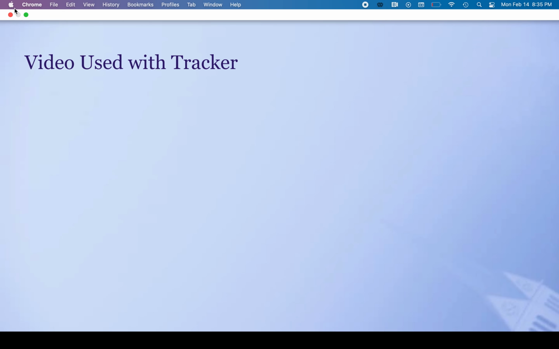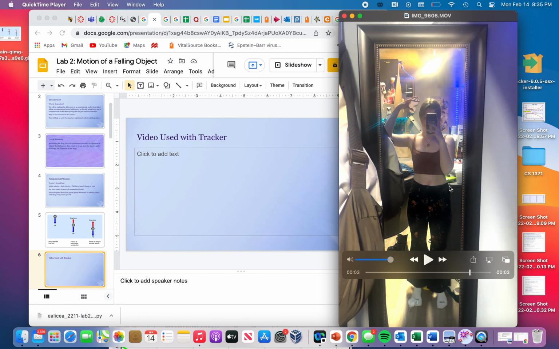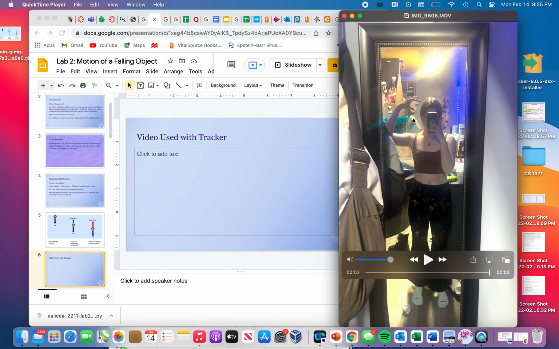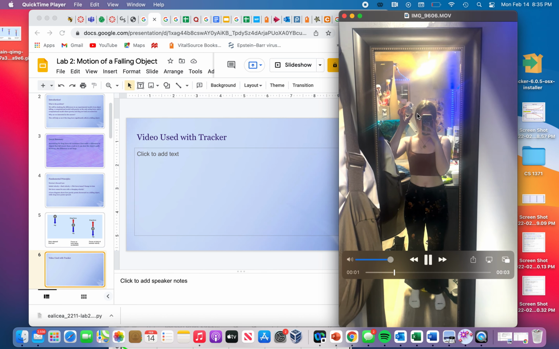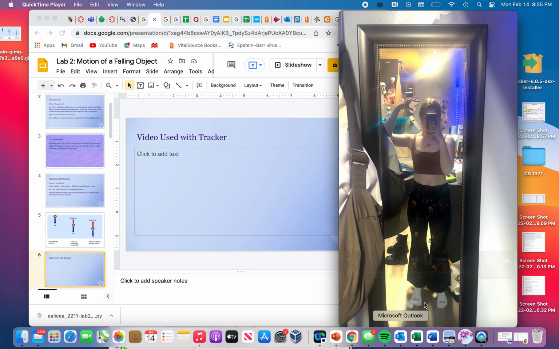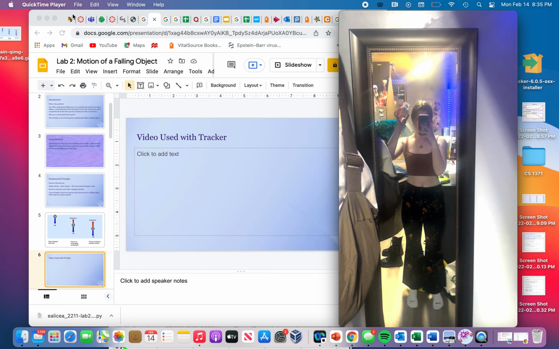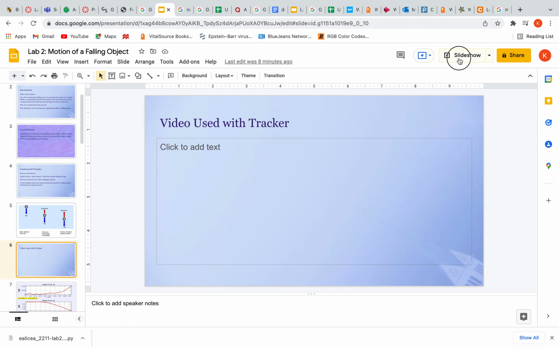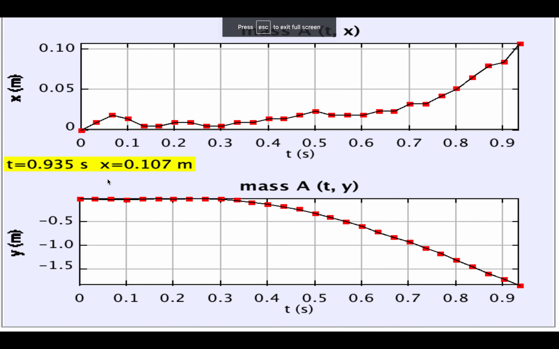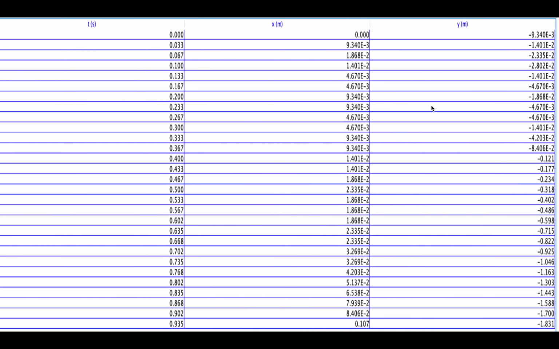So the video that I use with Tracker is just a paper ball falling. You can see it right here. And it just drops all the way down. So I uploaded that into Tracker. And I received this graph right here of our y values, and this data of our y values as well. You can see the x values move a little bit, but we're really more focused on the y values.